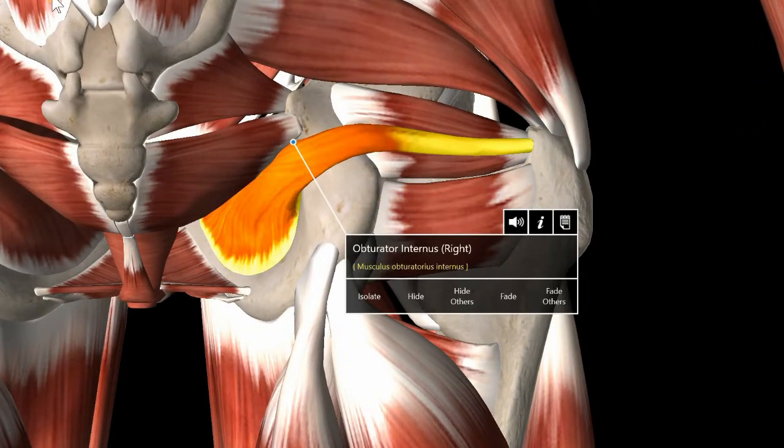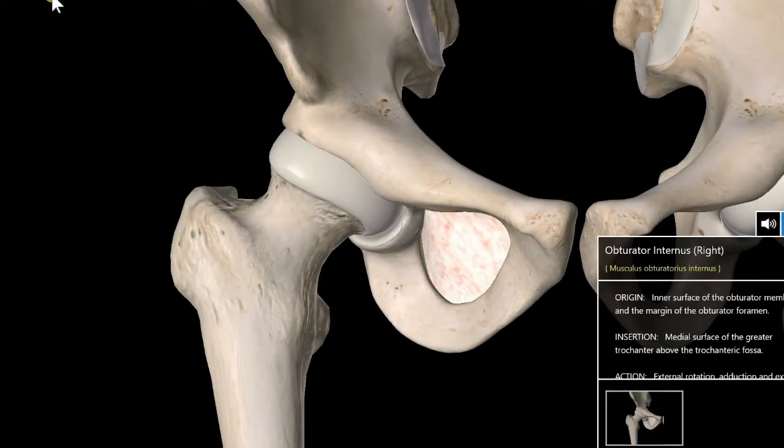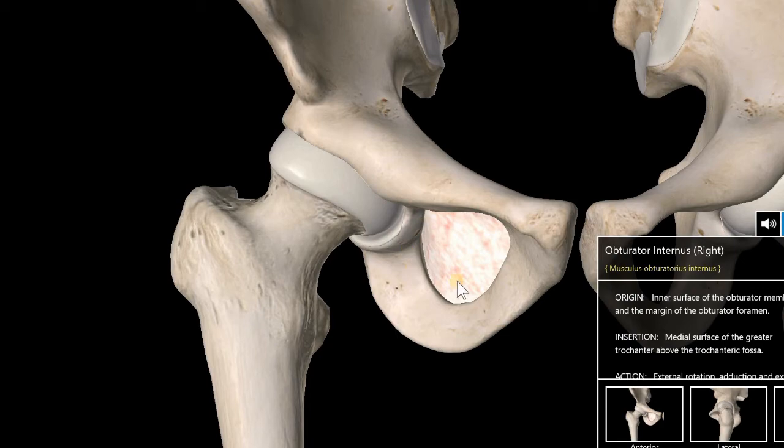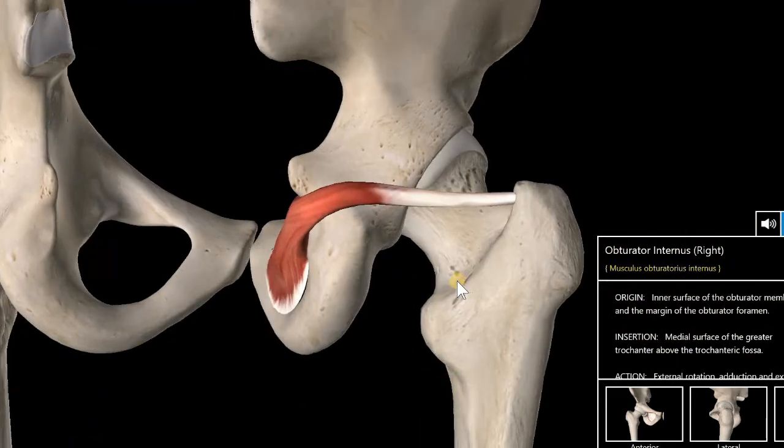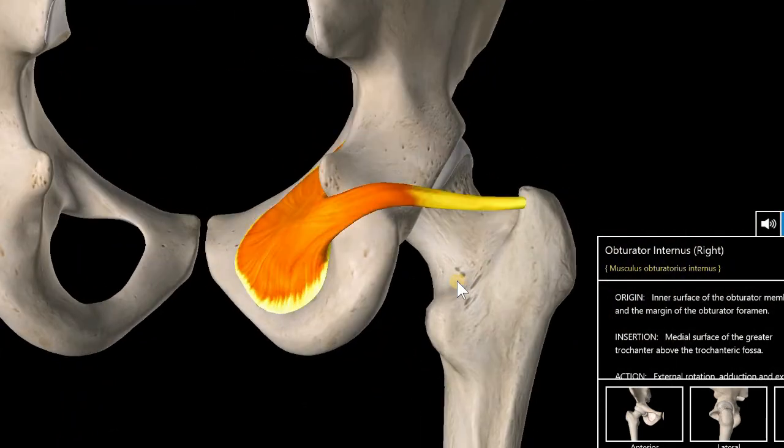Obturator internus. Okay, remember the hole in the bone here is the obturator foramen. So the obturator internus has its origin on the obturator foramen, obturator membrane, and its insertion on the greater trochanter. It's going to allow for external rotation at the hip, adduction, and extension at the hip.